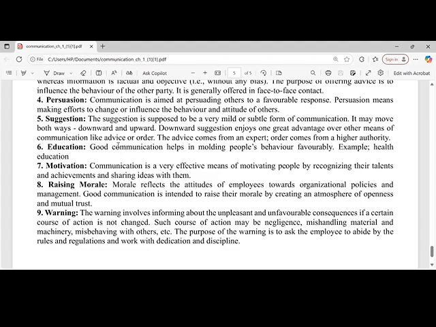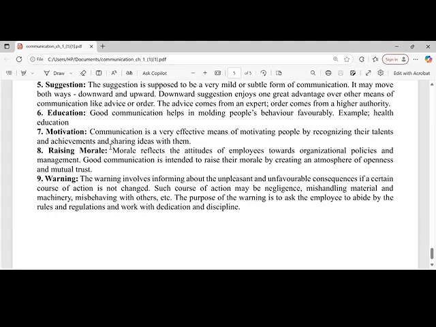Education: good communication helps in molding people's behavior, like health education. आप कोई nurses हैं, midwives हैं, वो public में जाकर उनको communicate करती हैं कैसे कैसे उनको अपनी health के लिए ध्यान देना है, sanitation में ध्यान देना है. So communication is also a source of providing education.